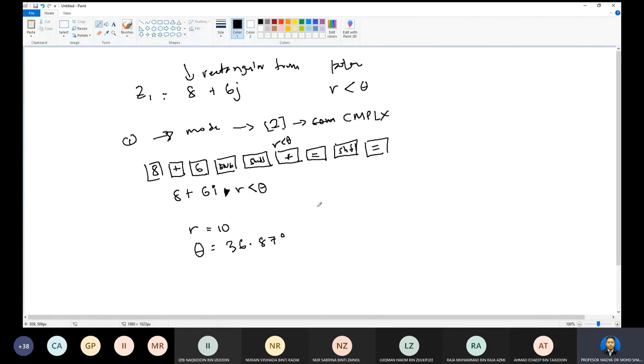Next, I will show you an example from polar. We use this example: 10∠36.87°, this Z1, to convert into rectangular. Similar to before, first you have to press 10. I will assume it's 10. Then you have to click shift.